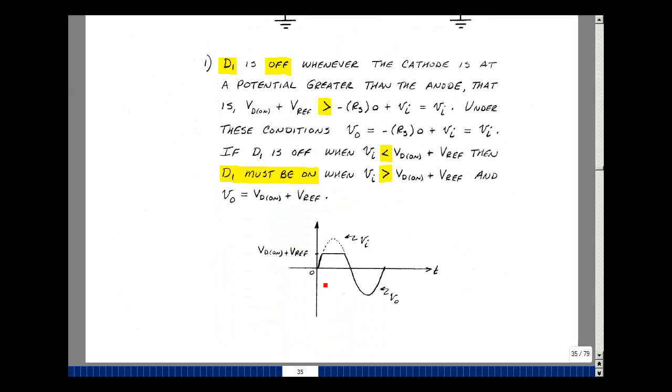Here's my V sub I. I'll show it as a dotted line, a sine wave of any possible value, and here's the voltage VD on plus V reference. Whenever V in is less than that number, then the output equals the input. So I've shown this over here and back over here. But when V in is greater than this number, the output is just fixed at V out equal to VD on plus V reference. So it doesn't go anywhere, it just stops right here.